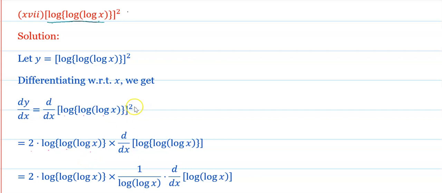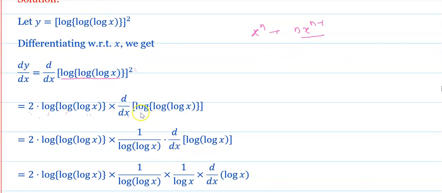First we take the 2 here, just like the derivative of x raised to n. What's the derivative of x raised to n? It's n into x raised to n minus 1. Similarly, we have taken these two, log of log x into, again, the derivative of this bracket. That is the d/dx of log x. Now, what is the derivative of this? This is again a log function.